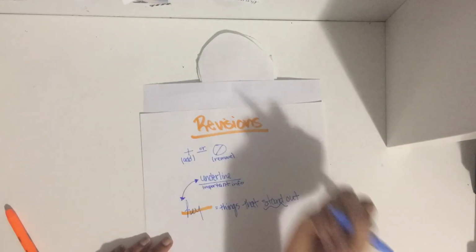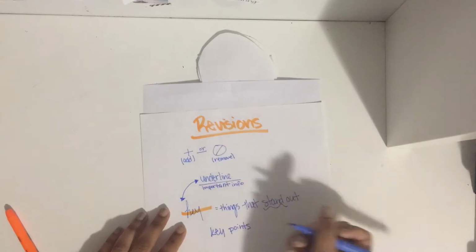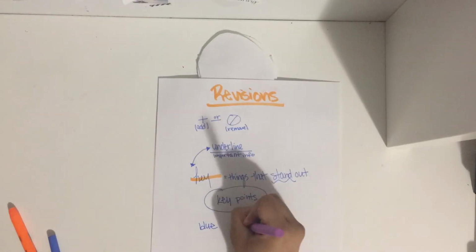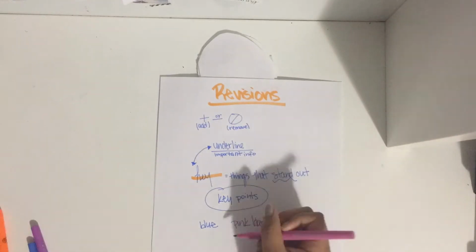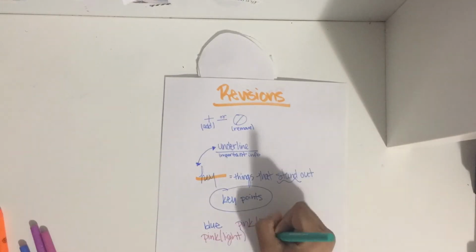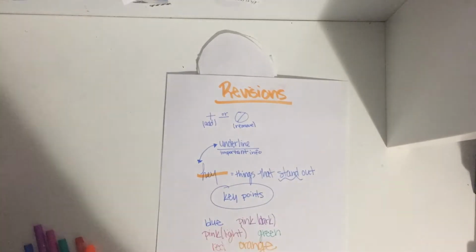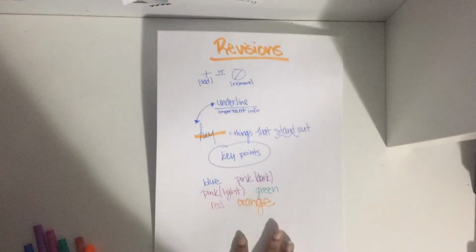Also, circling key points in your notes. Those kind of all go together, and then using different colors, like different highlighters, different pens, just to make sure that you really grasp what you're learning and what you took notes over. So you learned how to make revisions.